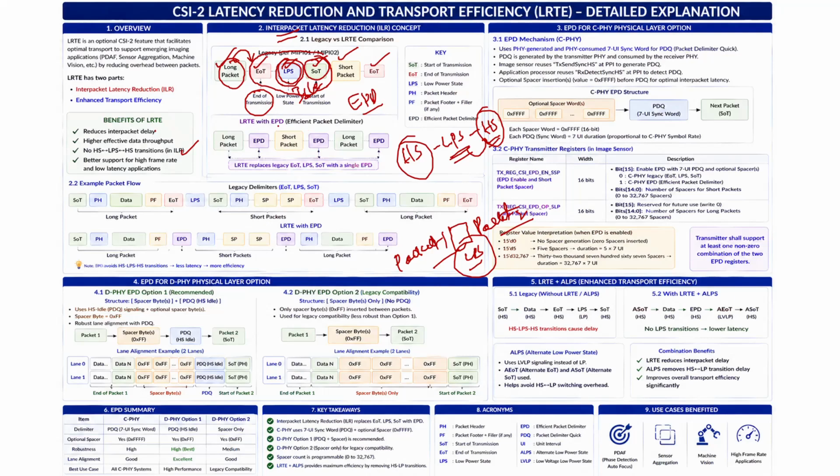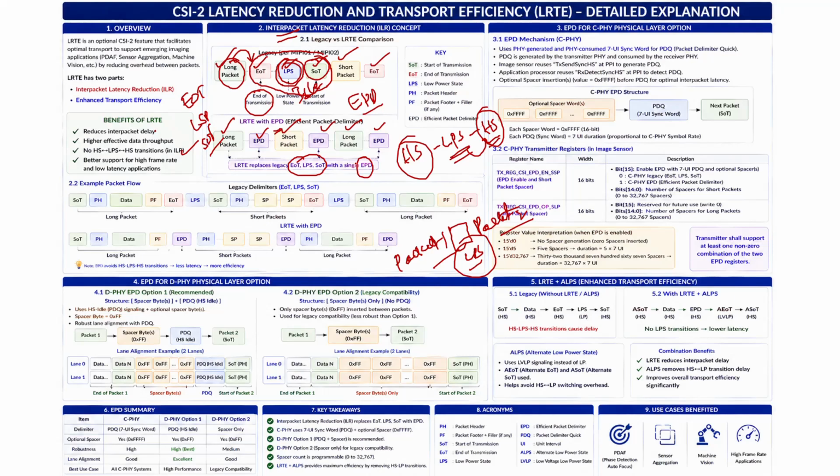LRTE with EPD, the Efficient Packet Delimiter, reduces end of transmission, LPS state, and start of transmission. All these three things come into one, that is the EPD. EPD replaces end of transmission, LPS, and start of transmission. Now it transfers the data as long packet, EPD, short packet, EPD, long packet, EPD, and then short packet. All these three things are replaced by a single EPD. Then it will reduce some time, right?